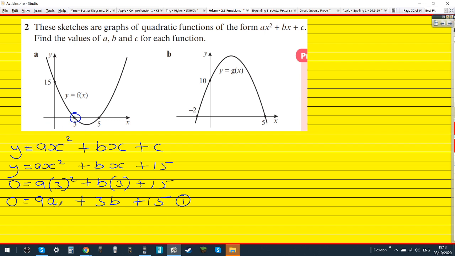The problem is we've got two unknowns, a and b. So we need two equations. So we need to do the same thing with 5. Yep, that's it. So y equals 0, which equals a times 5 squared plus b times 5 plus 15, which gives 0 equals 25a plus 5b plus 15.